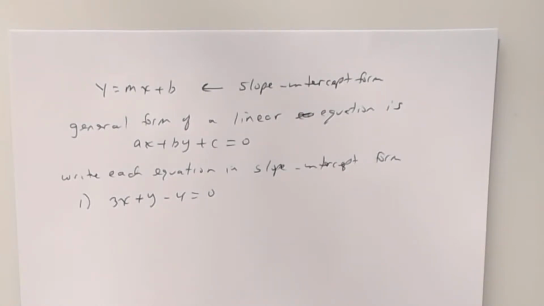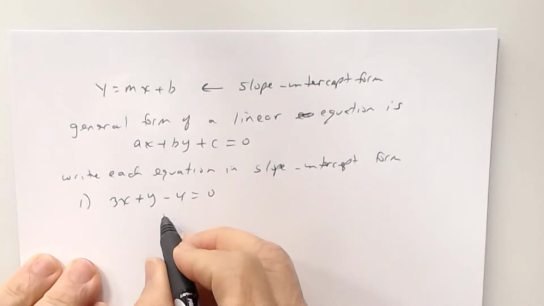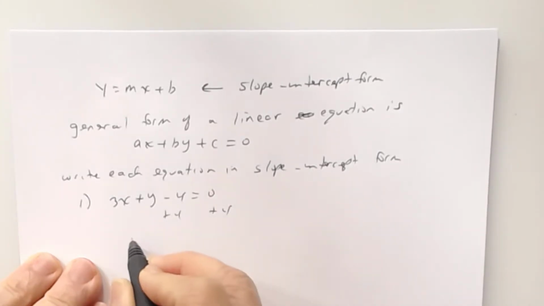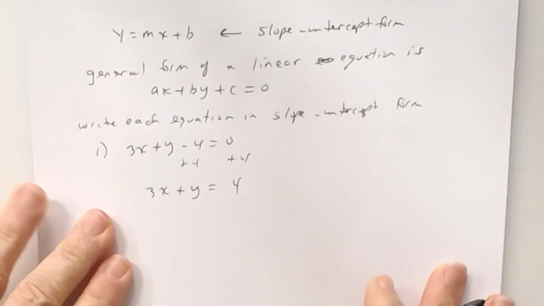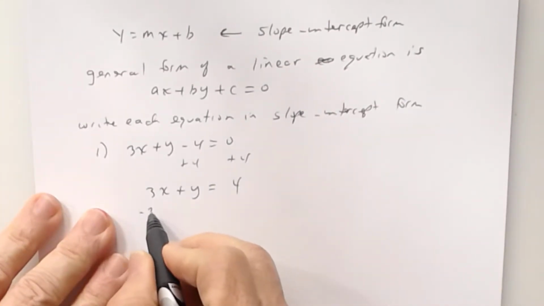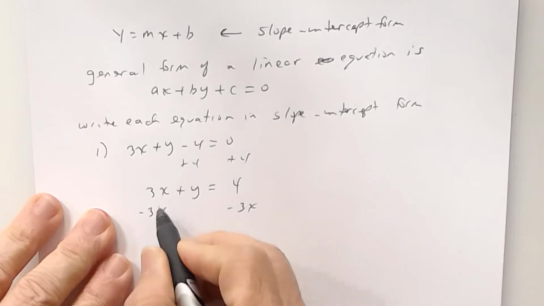So then all I've got to do is bring every other term to the other side. So that means, how do I bring that negative 4 to the other side? I do it to both sides. Add 4 to both sides, and then I subtract 3x, or add a negative 3x, to both sides. So let's do one at a time, though. The first thing I'm going to do is add 4 to both sides, and so I get 3x plus y equals 4. And then I'm going to do what? Subtract 3x from both sides.